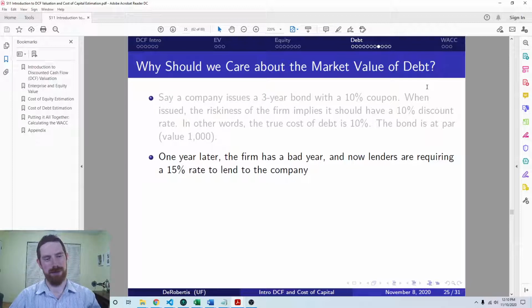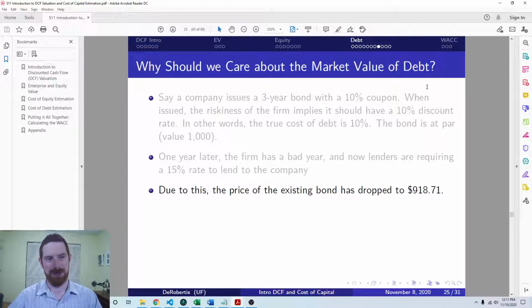So a year passes by, and now the company becomes substantially more risky. They had a bad financial year, or maybe one of the other situations we talked about. They issued additional debt, etc. But now, in order to issue new bonds, investors are requiring that the company offer 15% in order for people to be interested in buying these bonds. So because of that, the existing 3-year bond, which was originally priced at 1,000, is now priced at 918.71.